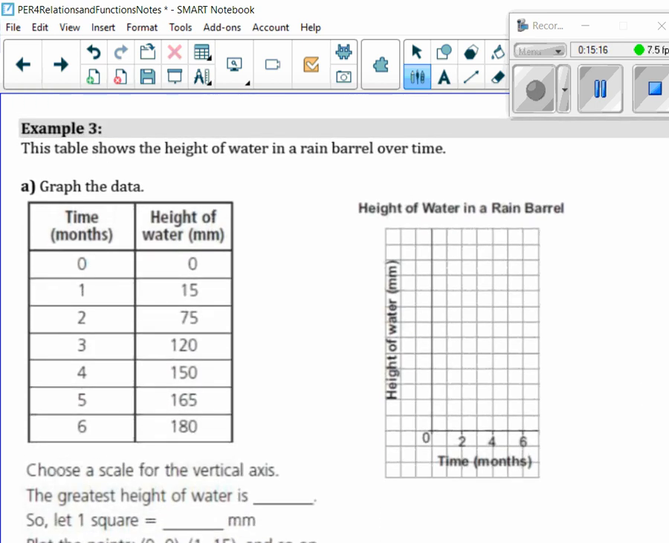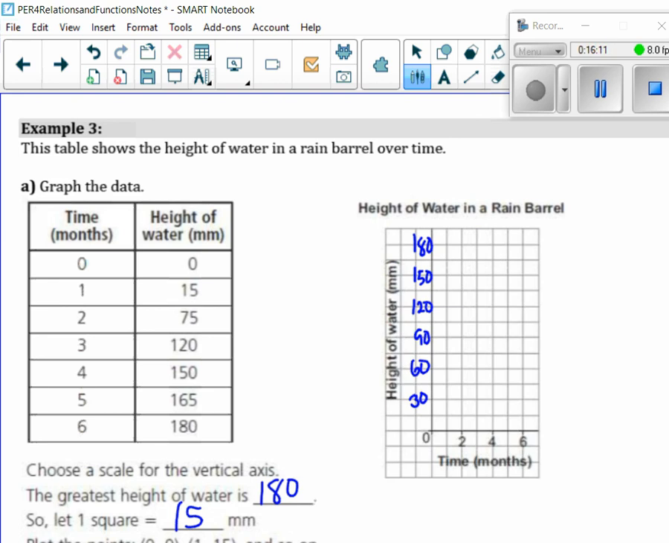Okay, do your best. Okay, we're going to graph this data. The greatest water was 180. So we have to make it going from 0 to 180. So there's 2, 4, 6, 8, 10, 12. So what do you think we should do? 15s? Oh, 10? Oh, yeah. 15. So, okay, 30, 60, 90, 120, 150, 180. I like the person that said 15. Very good. That was a great scale.